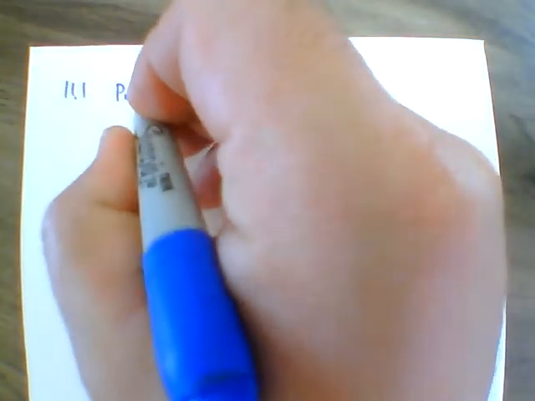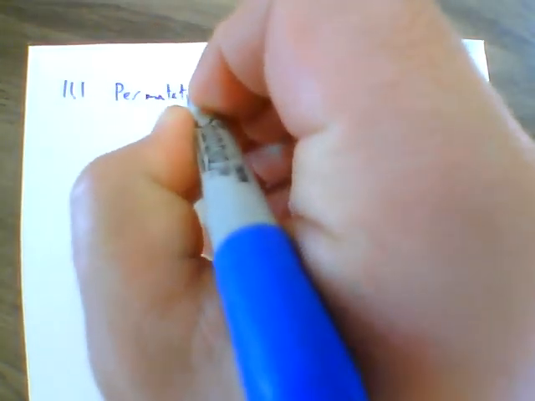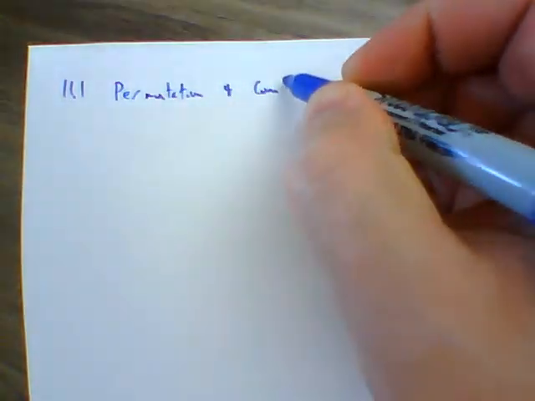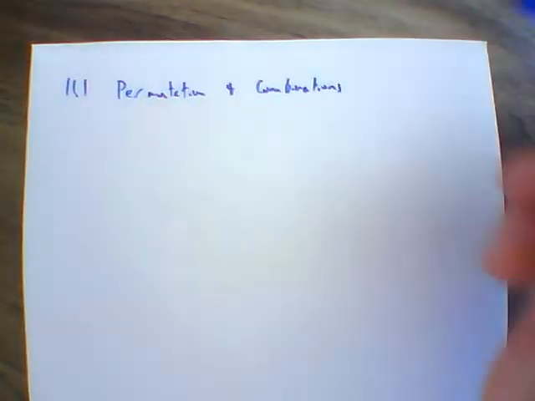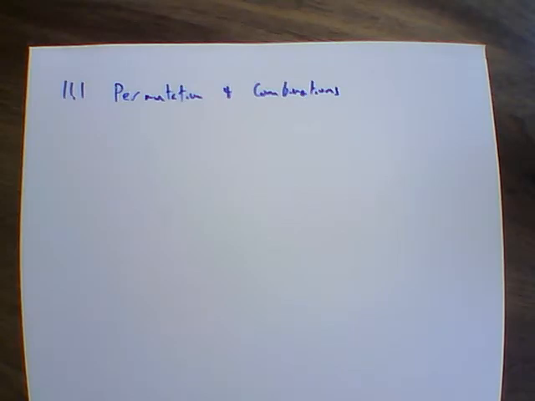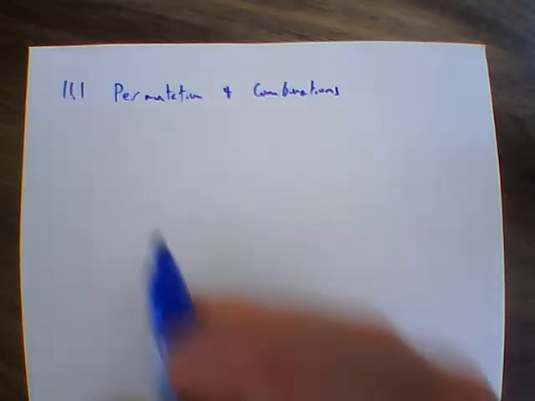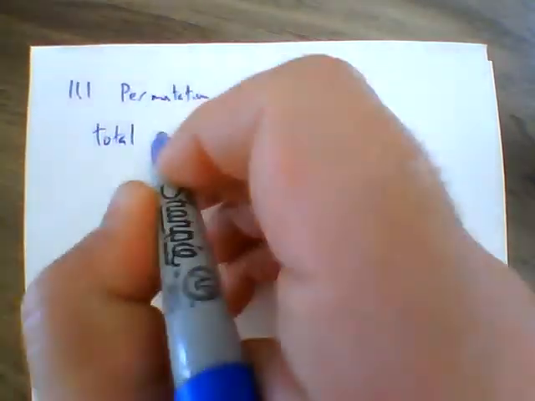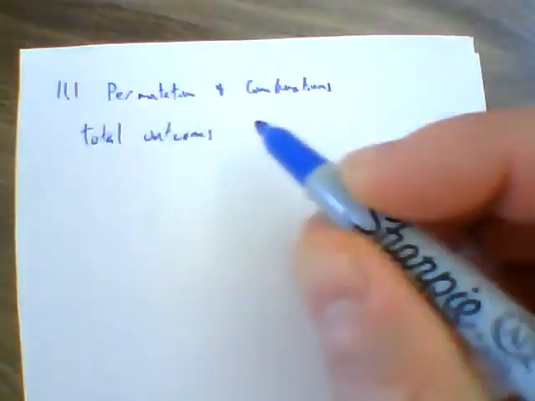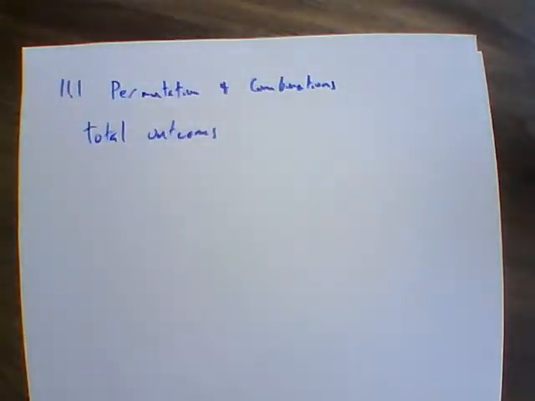This is Algebra 2. We're looking at section 11.1. In 11.1 we talk about permutations and combinations. In permutations and combinations, basically we're going to start talking about total outcomes, and how many things can we have coming out of different scenarios.